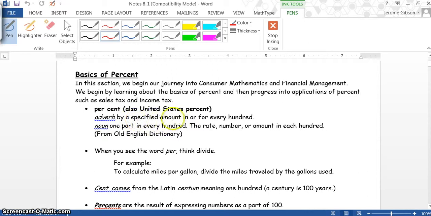Percent: adverb, by a specified amount in or for every 100. Noun, one part in every 100; the rate, number, or amount in each 100, from the Oxford English Dictionary. When you see the word per, think divide. For example, to calculate miles per gallon, divide the miles traveled by the gallons used. Cent comes from the Latin centum, meaning 100. A century is 100 years.